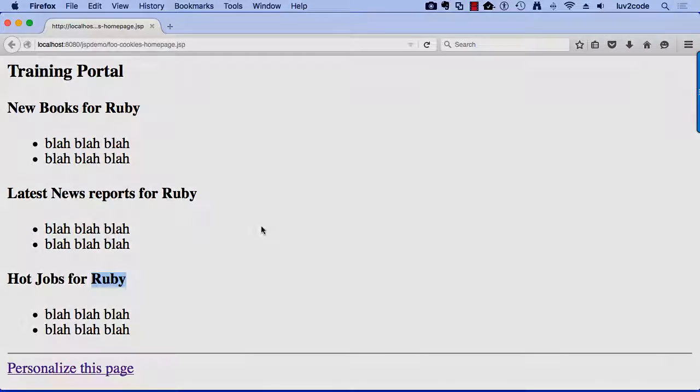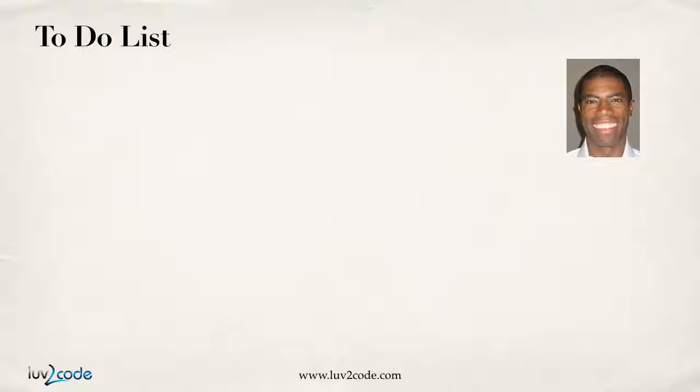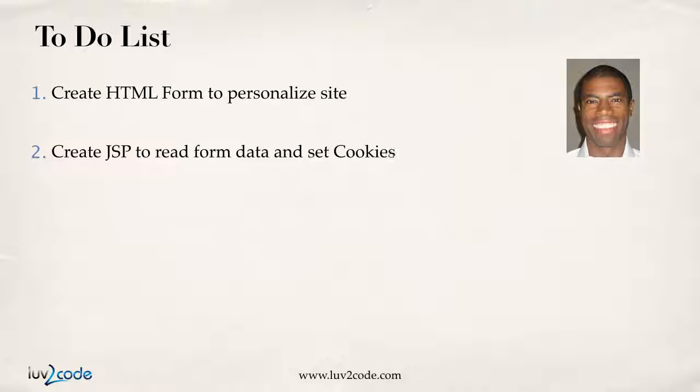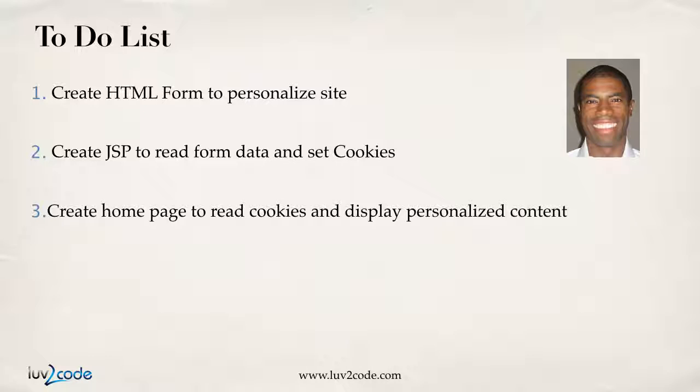All right, so let's talk about writing code, but I always like to start with a to-do list. The first thing we're going to have to do is create an HTML form to personalize the site. Then we'll need to build a JSP to read form data and set cookies. And then finally, we have to create our home page to read the cookies and display the personalized content. All right, a lot of good things in store here. Let's dive in and start writing some code.